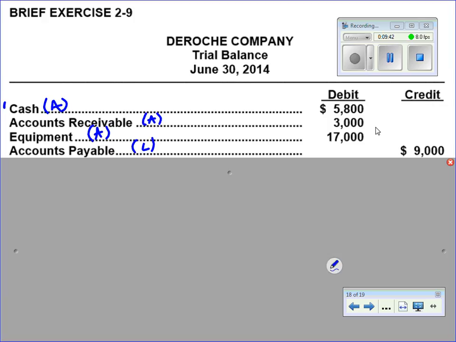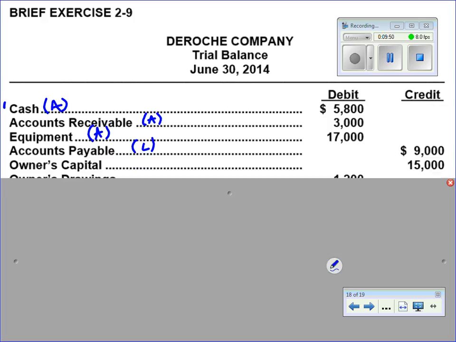What's coming next? What would your guess be? Since we don't have any more liabilities, owner's capital. It's an OE. Also over on the credit side, because it's on the right side of the T, which means credit.